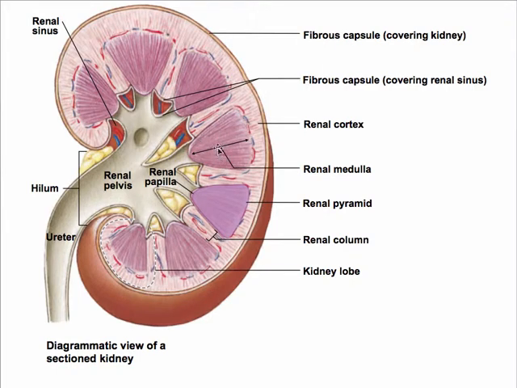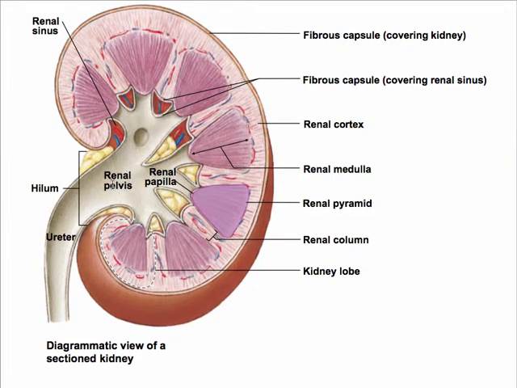When we have a pyramid and the associated cortex above it, we call that a lobe, so a kidney lobe. So in this picture of the kidney, we have 1, 2, 3, 4, 5, 6, 7 lobes. The renal pelvis is this area where we have drainage right before we go into the ureter.